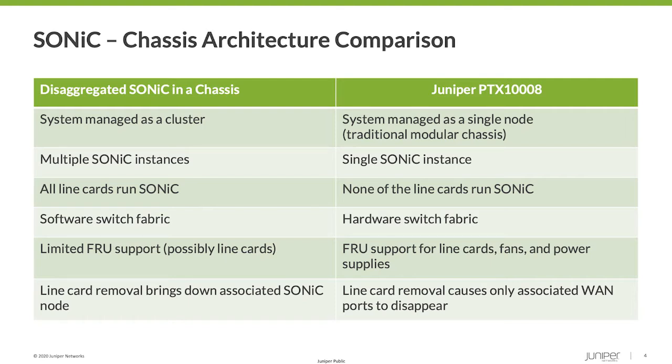At Juniper, for the PTX 10008, we chose a different approach. The system is managed as a single node in a traditional modular chassis way. As such, there's only one single SONiC instance. None of the line cards run SONiC, as they are all managed by the Juniper HAL. We have a hardware switch fabric that passes cells between line cards. We have complete hot swap support for fans, line cards, and power supplies. Pulling out a line card means only those associated WAN ports disappear, not the entire node.